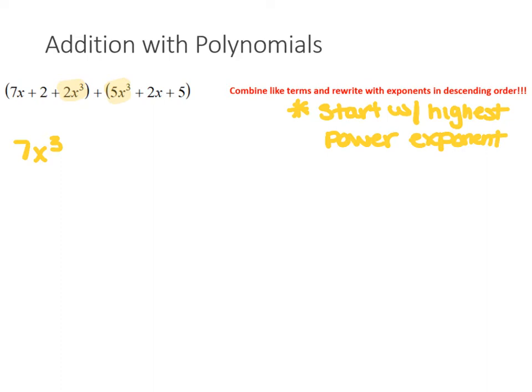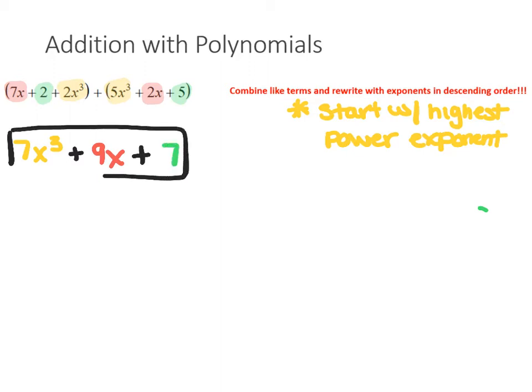Now the next highest power I have is x. So you have a 7x and a 2x. Now if I were to add 7x plus 2x together, it would give you 9x. Then the next highest power we have is the 2 and the 5. So if we were to combine the 2 and the 5, it would be 7. So your final answer is 7x to the third plus 9x plus 7.